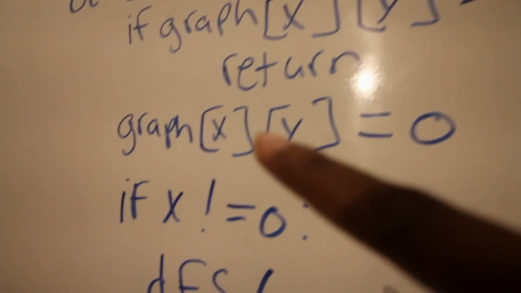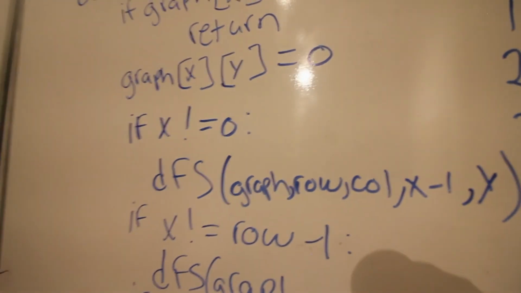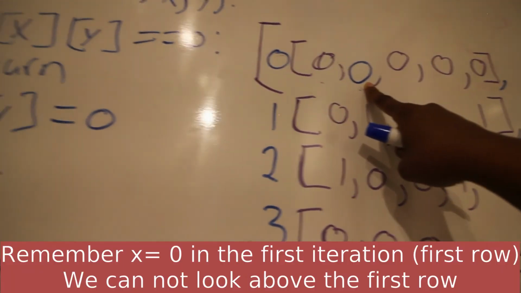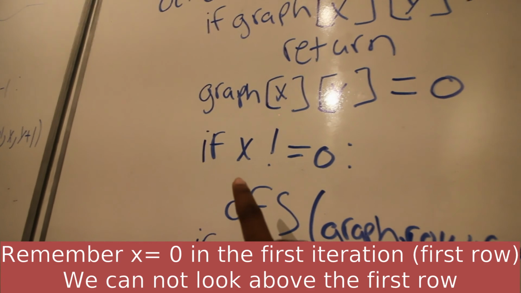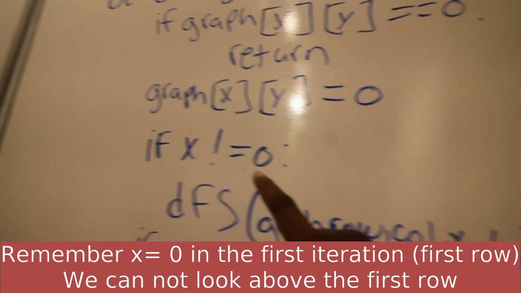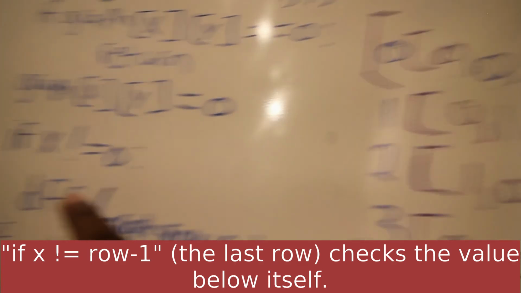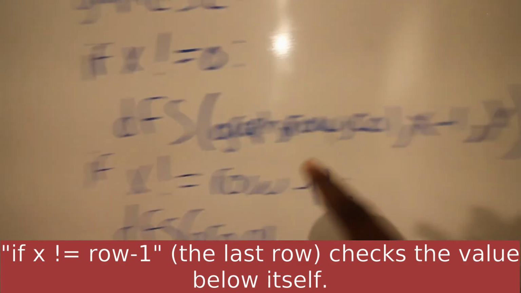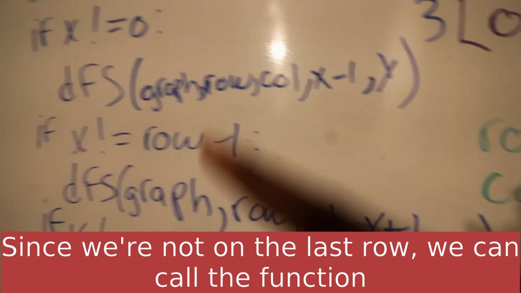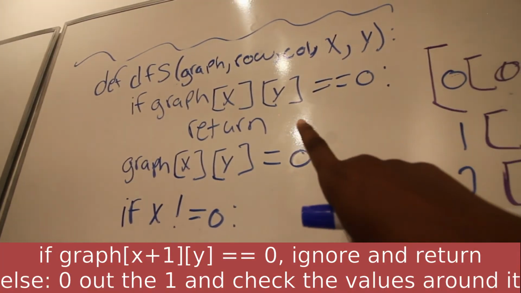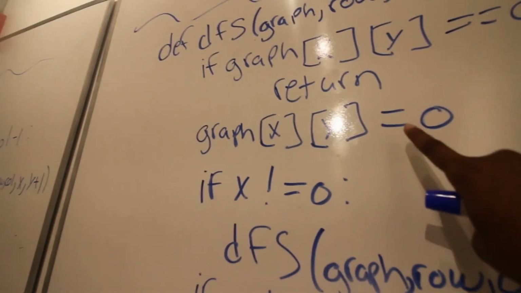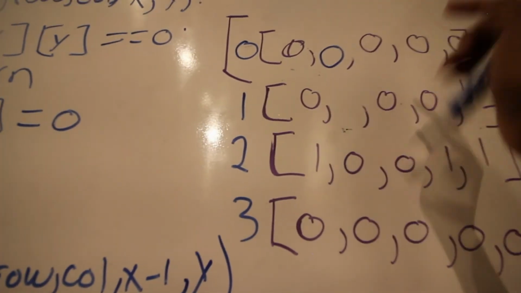Okay, and then it goes through this entire process again where it sees, now that we're here, this is where we are right now, it's going to check, is x equal to 0, which it still is because we're on the first row. So we're going to skip that, and it's going to check, is x equal to the last row, which it's not. We can call the function again, and it will check to see if it equals 0, which right now you can see it doesn't. So it won't be able to return. It will zero it out, and now this is 0.